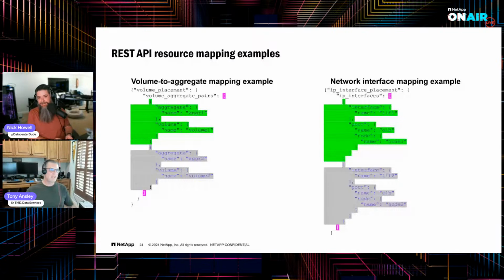Throw that up there. So I kind of color coded this so you can actually see the records, but network interface mapping. So mapping a LIF to a specific port on a specific node, I can do that with the REST API. Cannot do that on CLI. I can also do the aggregate, to OG's question, right? I can map an aggregate for a specific volume.